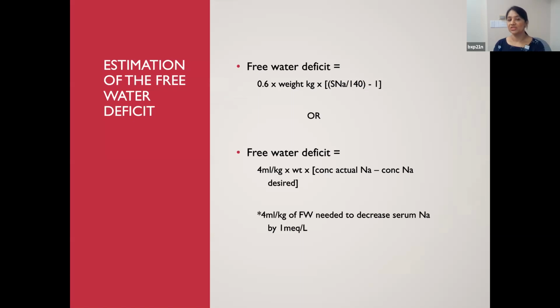What you would do is calculate the free water deficit, and then ultimately delivery of the electrolyte would depend on how soon you want to correct. Free water deficit is calculated similarly to how you calculated the other deficit, so 0.6 times weight. And it depends on what your serum sodium is and how much you want to correct. So roughly, if you want to correct 1 milliequivalent per liter, you will be giving 4 ml per kilo of that free water. So that volume will be needed to dilute that solute and bring down the sodium by 1 milliequivalent.